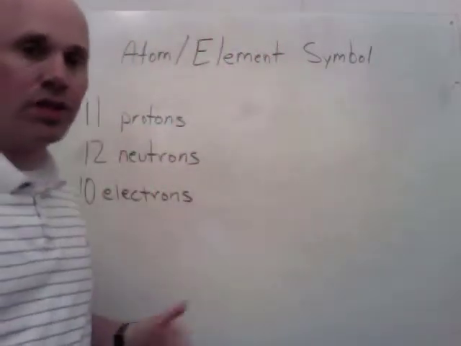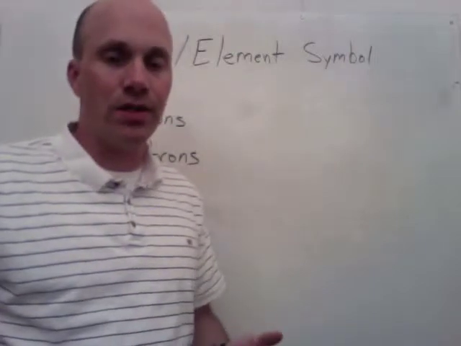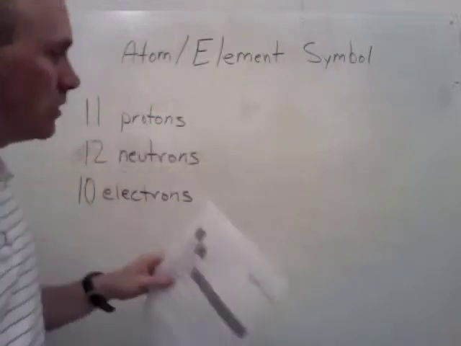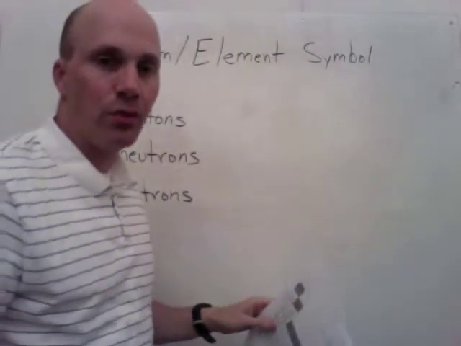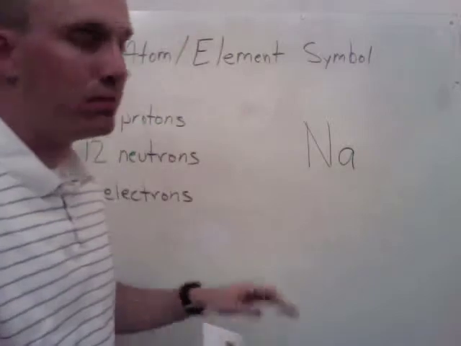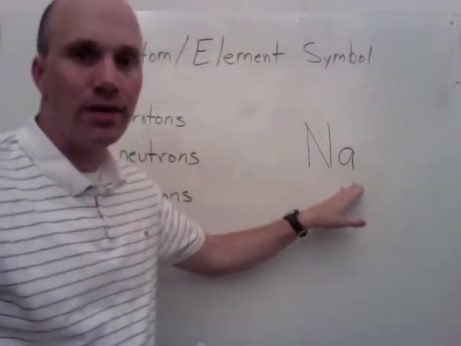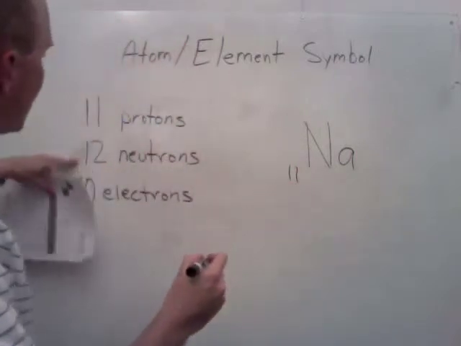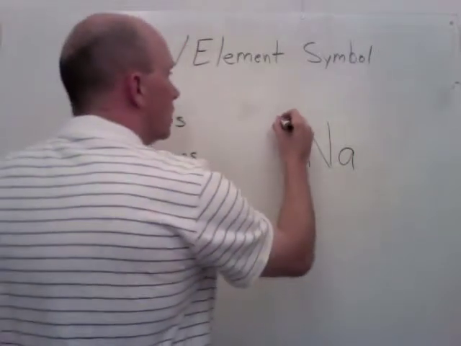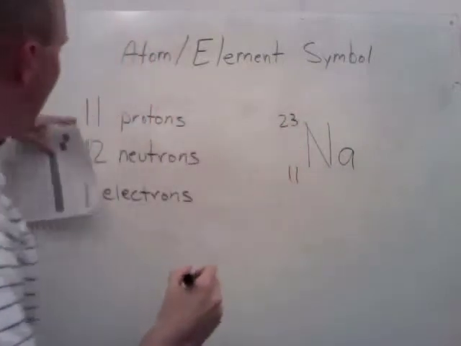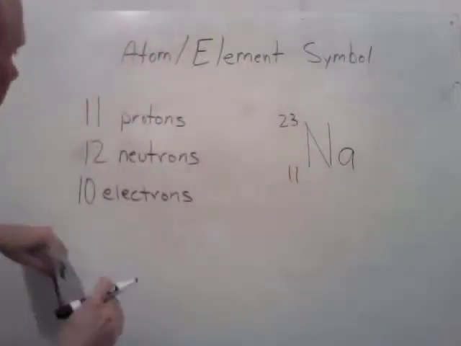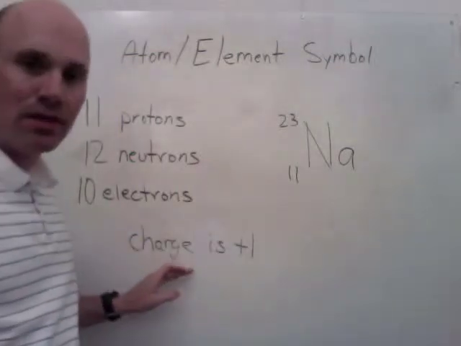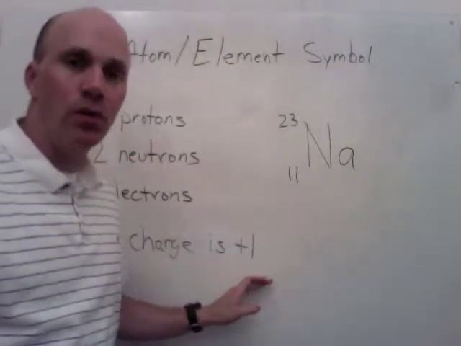So I've chosen this particular atom right here to demonstrate something about drawing the atom symbols. First of all, what is the element going to be? The element is going to be sodium because there's 11 protons. And the symbol for sodium is capital N, lowercase a. The atomic number is 11. The mass number is going to be the sum of these two. That's 23. And what's the charge going to be? Okay, there's one more proton than there is electron. So what that means is that the charge is a positive 1 or plus 1.